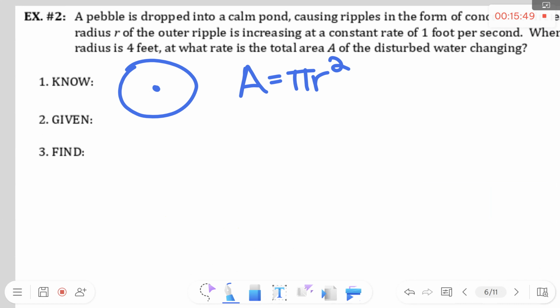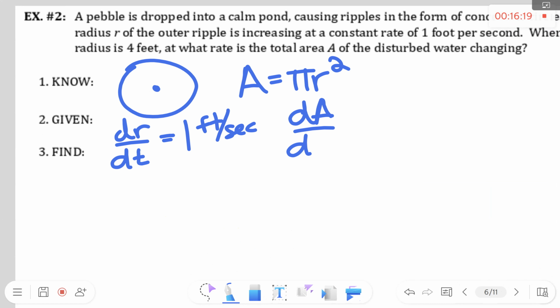What else? They give us a piece of information. They say the rate at which the radius changes with respect to time is 1. So dr/dt, they give us that number, equals 1 foot per second. At what rate is the area changing with respect to time? So what do I have to do now? Take the derivative. So this turns into dA/dt equals 2 pi r dr/dt, right?